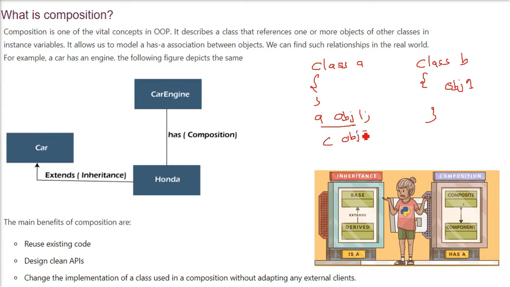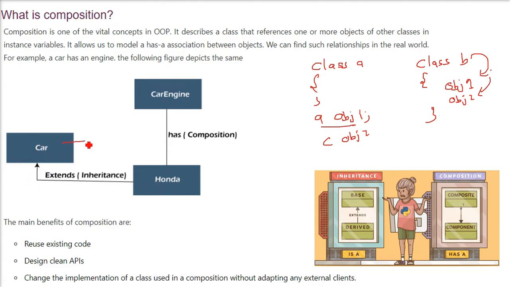Say I am making class C also, and I am making object 2. So class B is having object 1 and object 2, one from the A class, one from the C class. So this is the composition, a has-a relationship. See, Honda has a car engine.